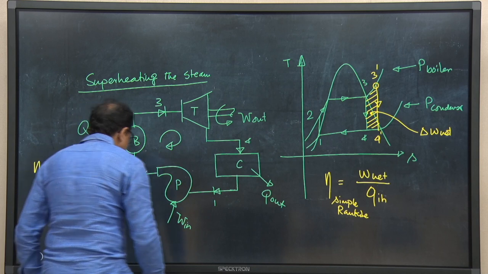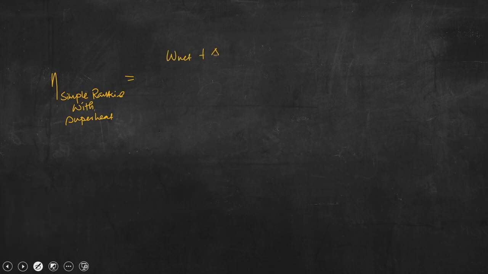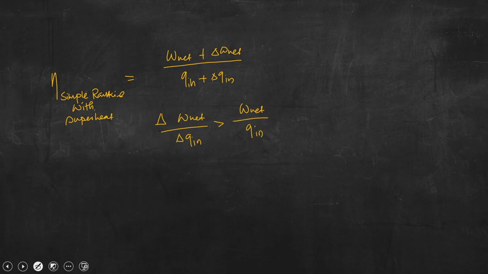So, that means, if we go to the next slide, eta of simple Rankine with superheat will be equal to W net plus delta W net by Q in plus delta Q in. Now, it is very important: this delta W net by delta Q in is greater than W net by Q in. This is what is seen in practice.